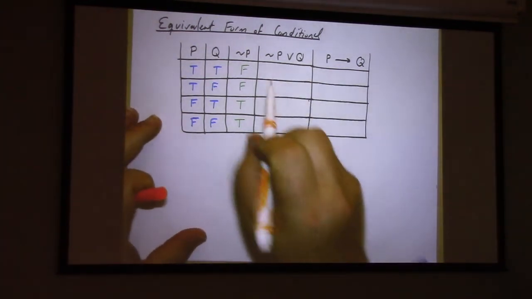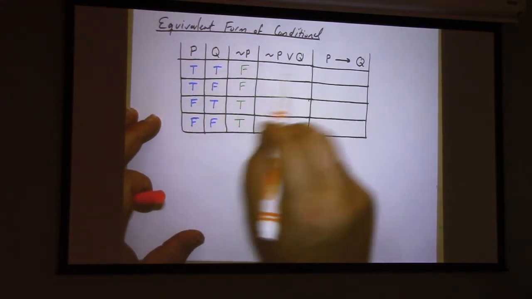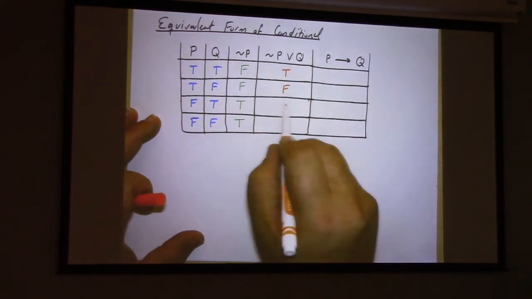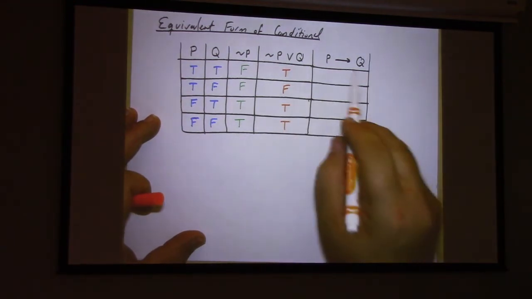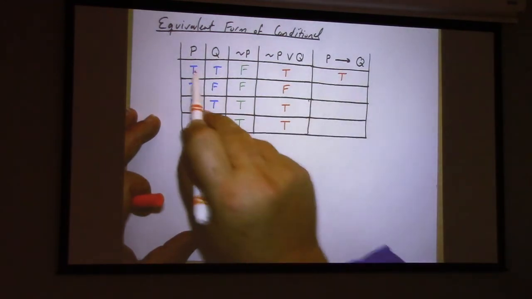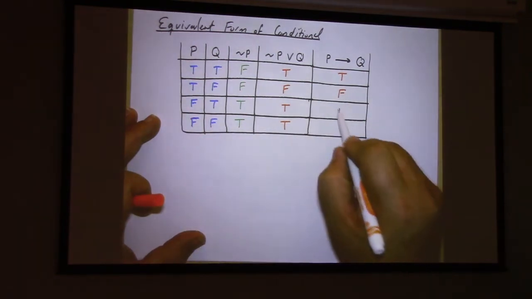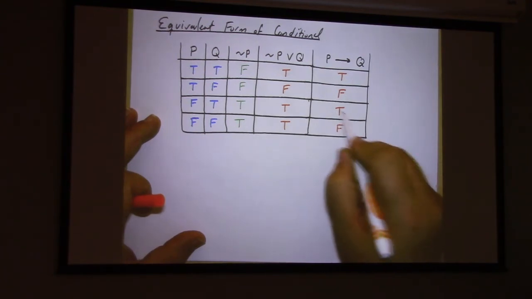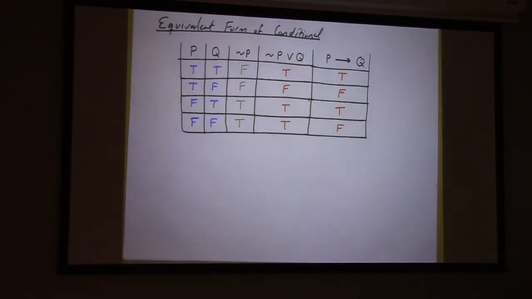Let's see here. So not P or Q, what do we got? We need to look at these two, right? So what do we got? We got true, false, true, and true. But how does the conditional work? Remember? True implies true is true. True implies false is false. False implies true is true. False implies false is true, right? So then what? Look at these two.